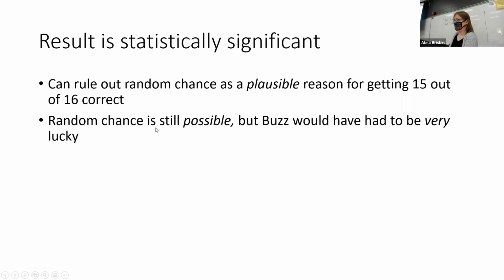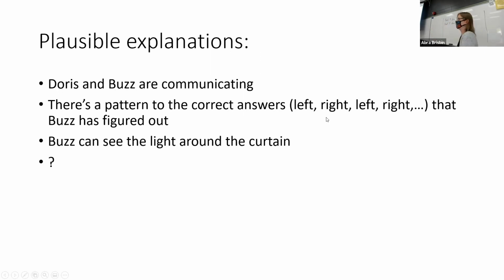Random chance is still possible, but it's not plausible. So it's not believable. It is still possible that random chance is what's going on. All we're saying here is that Buzz would have had to have been super lucky. All right. So that means that we've ruled out random chance as a plausible explanation. There are other plausible explanations.